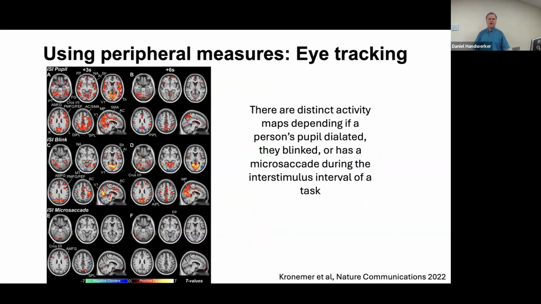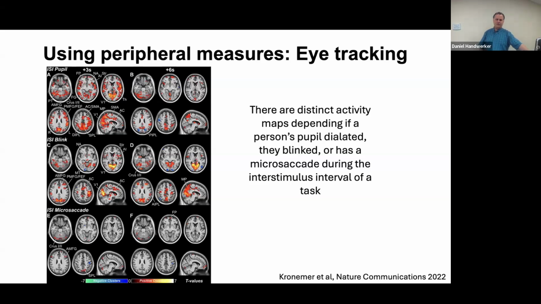Another thing I'll mention is, so far, besides respiration and cardiac, I've been mostly focusing on MRI measures. But when we're talking about noise, there are other things we can do to keep track of stuff. If we're using an eye tracker that can measure pupil diameter, how much they blink, how much they move their eyes, on a basic level with no noise removal, it's good to know if your volunteers' eyes are closed, because if you want them to do something and they close their eyes, that's noise.